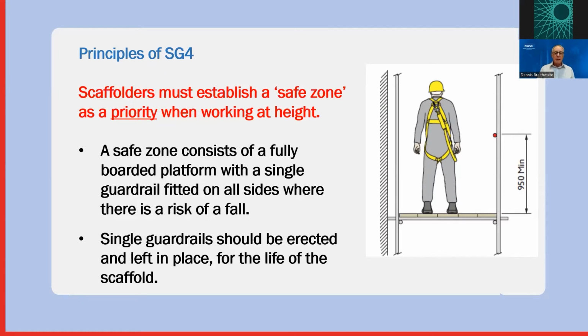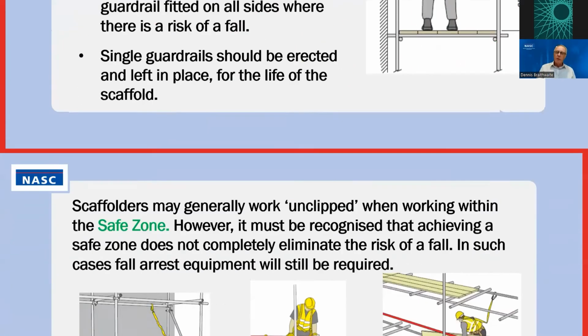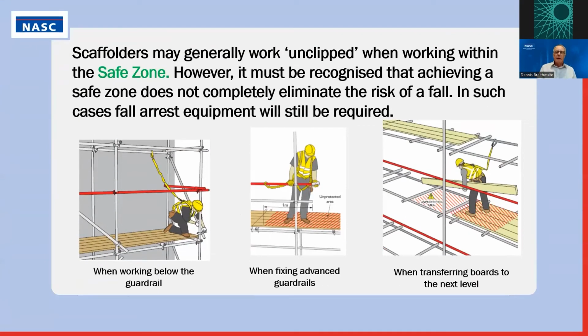Single guardrails should be erected and left in place for the life of the scaffold, so it's there for the dismantling as well. Now, when a scaffolder is within that safe zone, it is acceptable for him to unclip his harness and move about within that section. However, there are situations where he's still at risk of a fall. So there are certain instances where he still has to be clipped on.